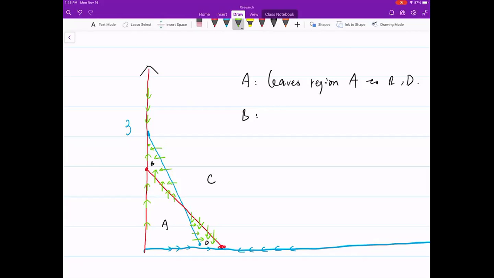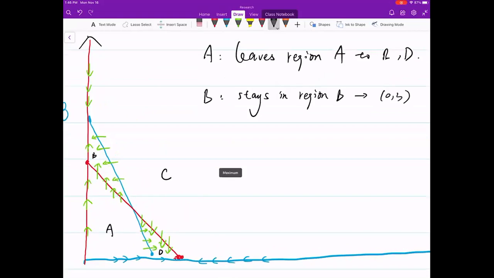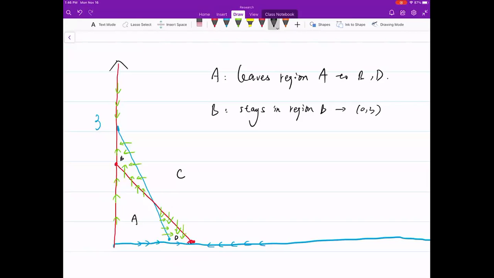Still okay here? Okay, so what happens with region B? Well, it stays in region B. And eventually got sucked up to the equilibrium, 0, 3. Does it make sense here? Can you do the same thing for C and D?